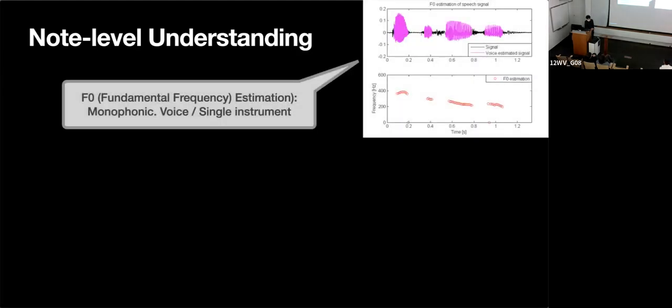First, F0 estimation. This is when the input audio is monophonic, so not a mixture of multiple instruments where many notes play together. For example, there is no other signal, but I am singing, and we can then extract the fundamental frequency of the melody of the voice. The example is at the bottom of the figure there.